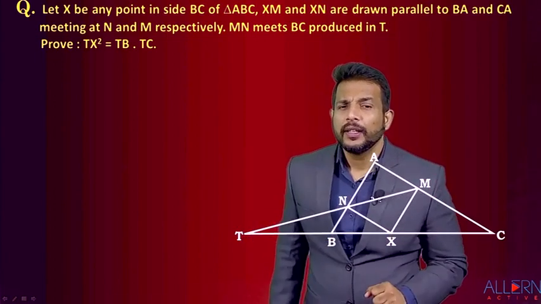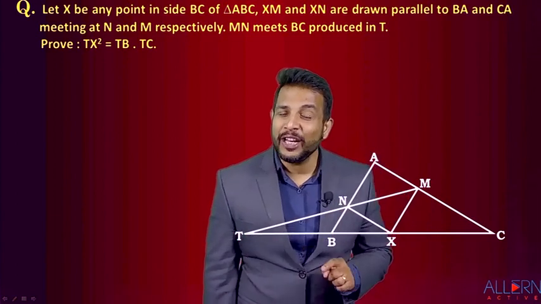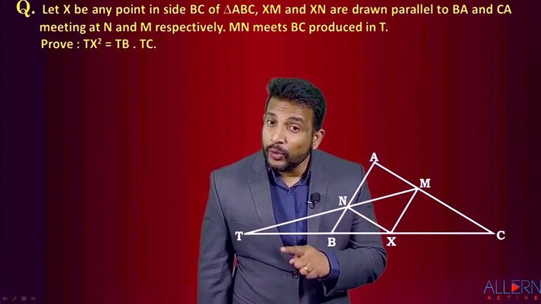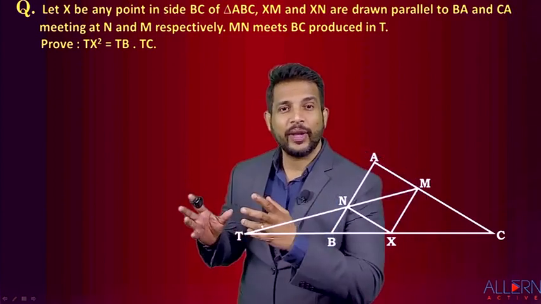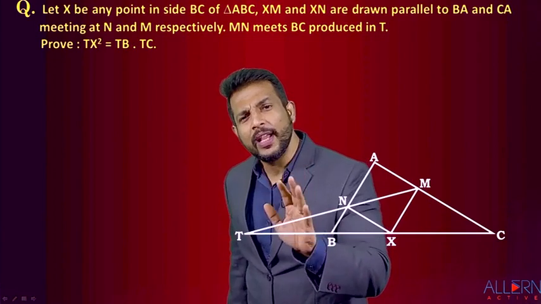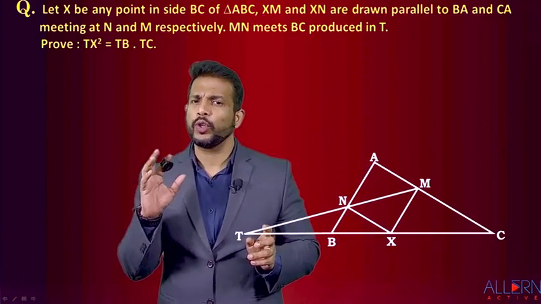It's given, right? It says further, to prove is very interesting. It says we need to prove TX square is equal to TB into TC. Now, when you look at the to prove and see in the figure, you'll say it's so confusing. How do I get this? Don't worry. Always remember, focus on the to prove. That's what I always said. Focus on the to prove.